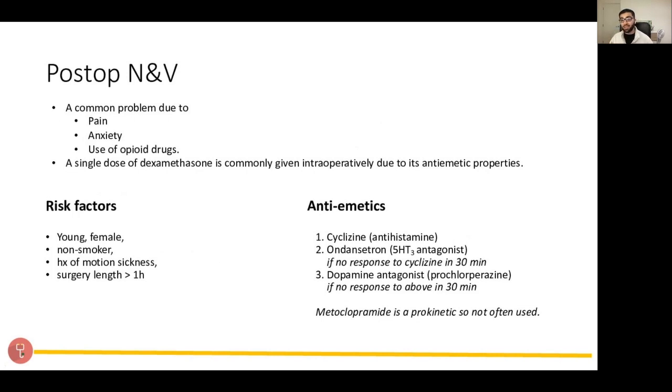Your first line antiemetic is often going to be cyclizine, which is an antihistamine. If that doesn't work, you can try ondansetron. If cyclizine hasn't worked in 30 minutes, and if this still hasn't worked, then you can try prochlorperazine if there's no response after 30 minutes of ondansetron. Metoclopramide is another antiemetic, but we try to avoid it because it's a prokinetic, and that's quite a significant side effect for patients who've had surgery, especially bowel surgery.